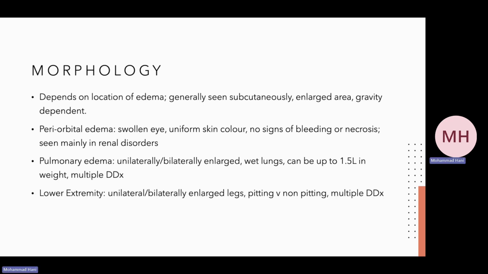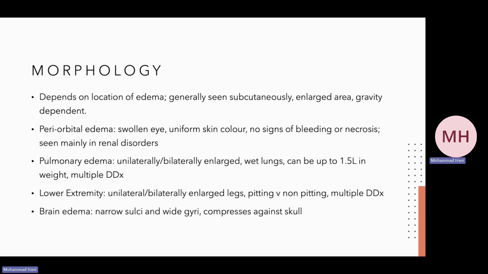Apart from that, you can also have lower extremity edema. This is the more common type of edema you can see. It could be unilateral or bilateral. Unilaterally occurring edemas are usually of infectious etiologies, but bilaterally occurring ones are more commonly seen in right side heart failure. One of the main features of right side heart failure is bilaterally enlarged legs with pitting edema.